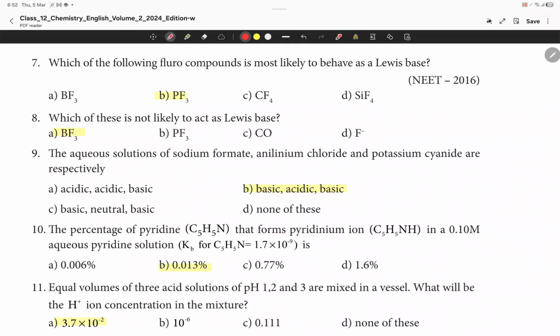Which of the following fluorocompounds is most likely to behave as a Lewis base? PF3. Which of these is not likely to act as a Lewis base? BF3. The aqueous solutions of sodium formate, anilinium chloride and potassium cyanate are respectively basic, acidic, basic.